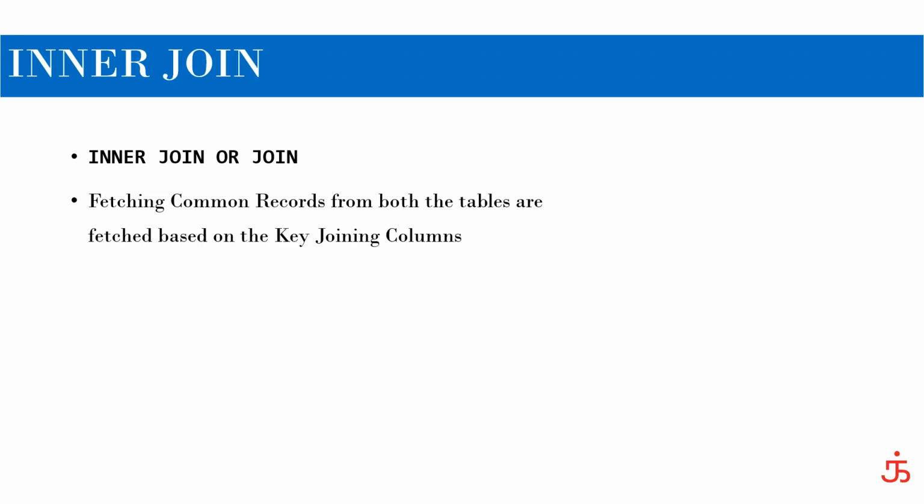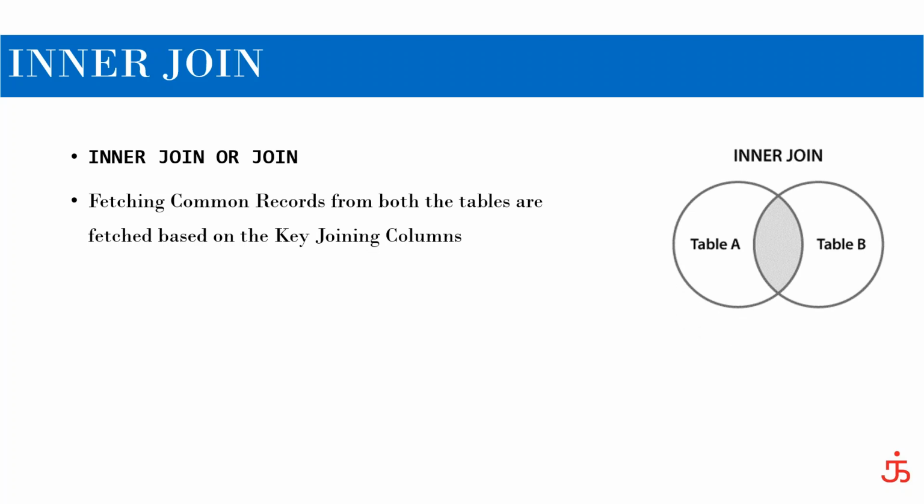So when we join two tables, we have to specify, okay, the joining is happening based on this column or the set of columns, key columns. Because otherwise we cannot join two tables, right? If they are not at all related, we cannot join. We can join only the related tables based on the key joining columns.